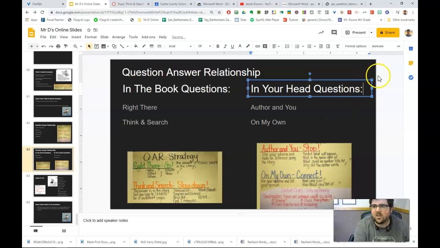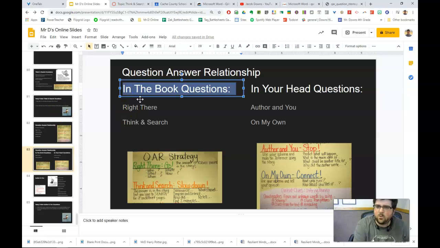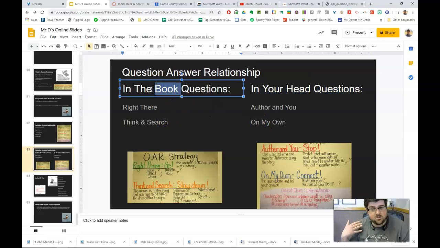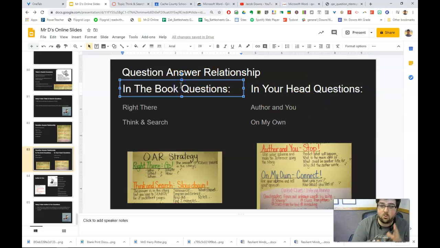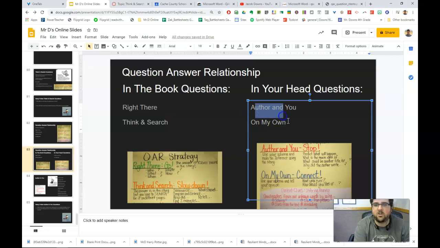The first thing whenever you're asked a question is to ask yourself, is this an answer I can find in the book, or is this one I can find in my head? A lot of them are both. Even if you're finding it in your book, you're still going to have to use your head, and even if it's in your head, you're still going to have to use the book. But this is the primary way: mostly the book with a little bit of brain, or mostly your brain with a little bit of book. And so that's author and you and on my own.